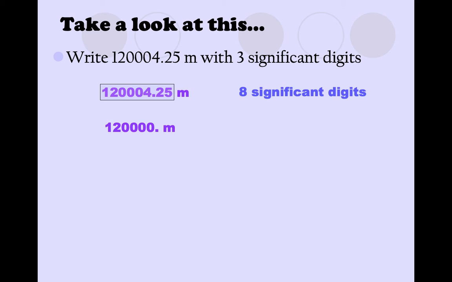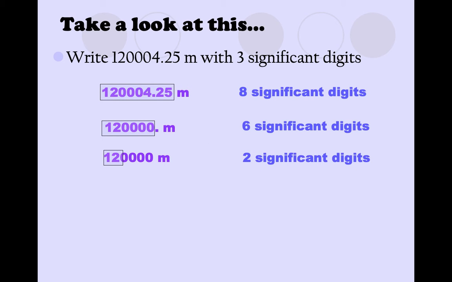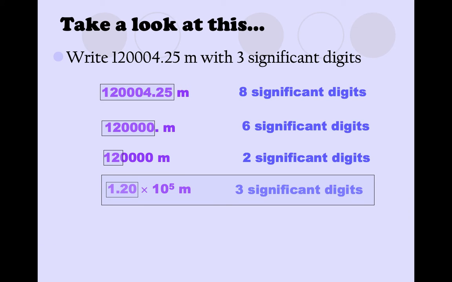So if we take off the 4 and the 2 and the 5, but we leave the decimal point, well, counting all those, this would be 6 significant digits. If we get rid of the decimal point, then this only becomes 2 significant digits. So it's not possible to write this number to 3 significant digits without using scientific notation. And so writing the number in scientific notation allows us to include the zeros that we want to be counted, and this is how we can write something to 3 significant digits.